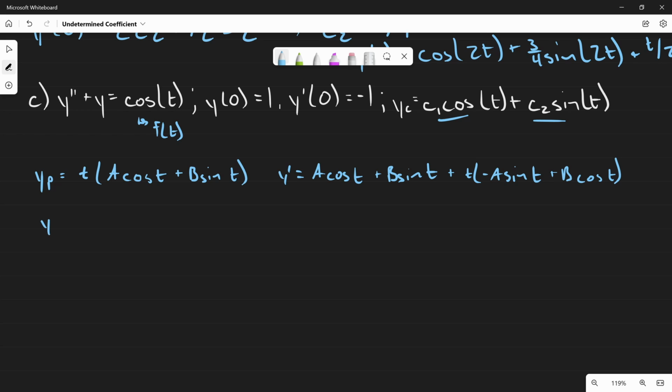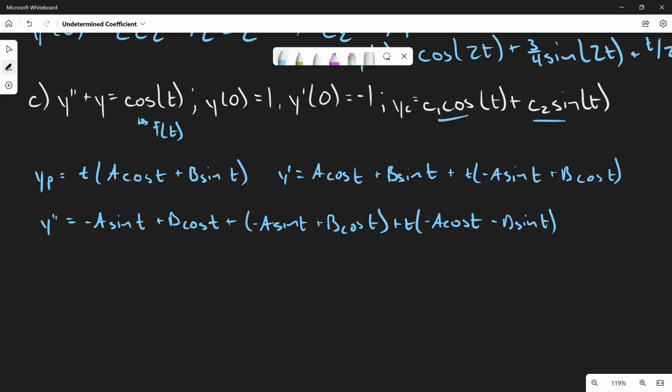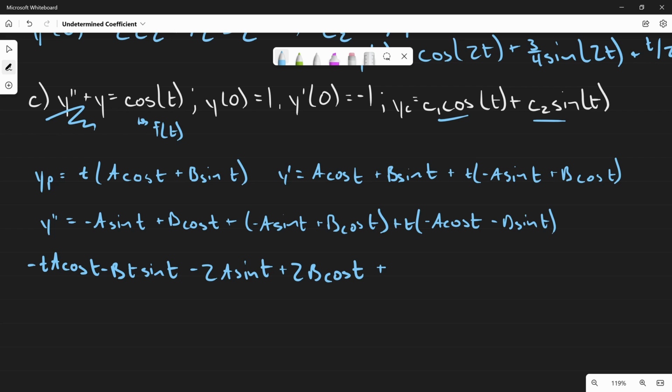And then the second derivative will be negative a sine of t plus b cosine of t, plus negative a sine of t plus b cosine of t, plus t times negative a cosine of t minus b sine of t. When we plug this into the equation, we'll get negative t a cosine of t minus b t sine of t minus 2a sine of t plus 2b cosine of t, plus a t cosine of t plus b t sine of t, and that would be equal to cosine of t.